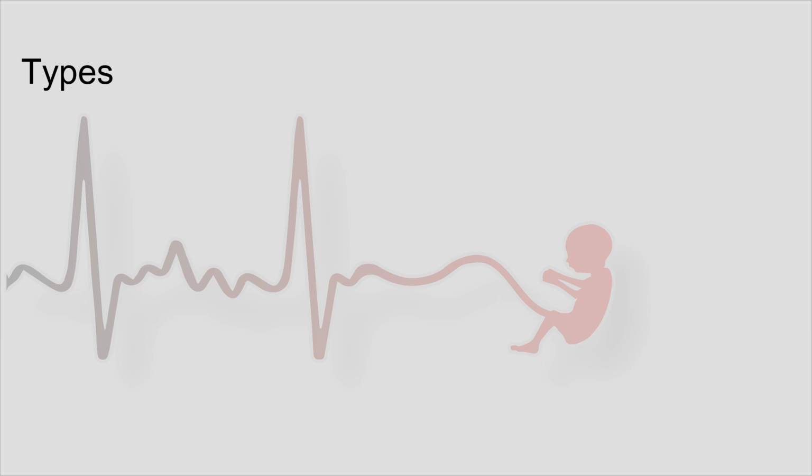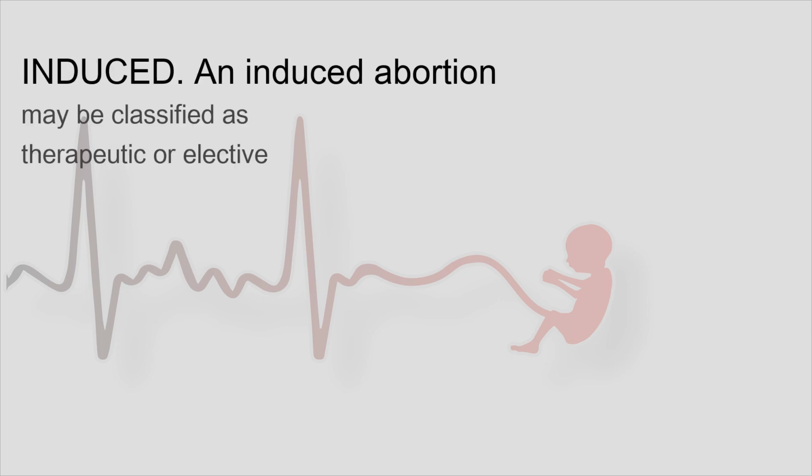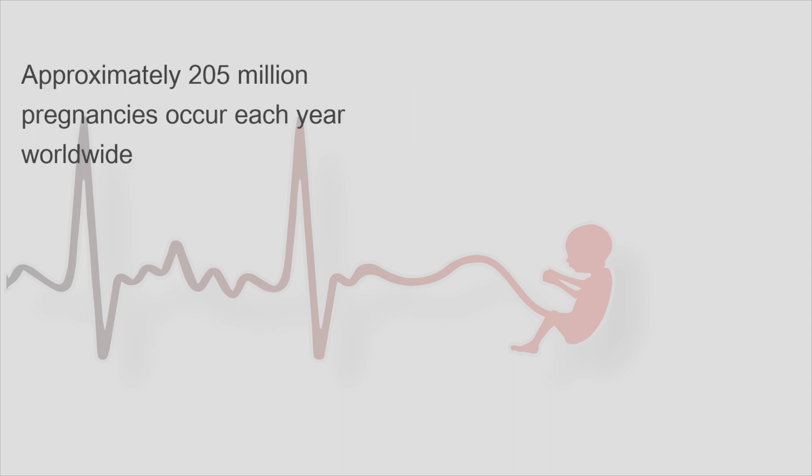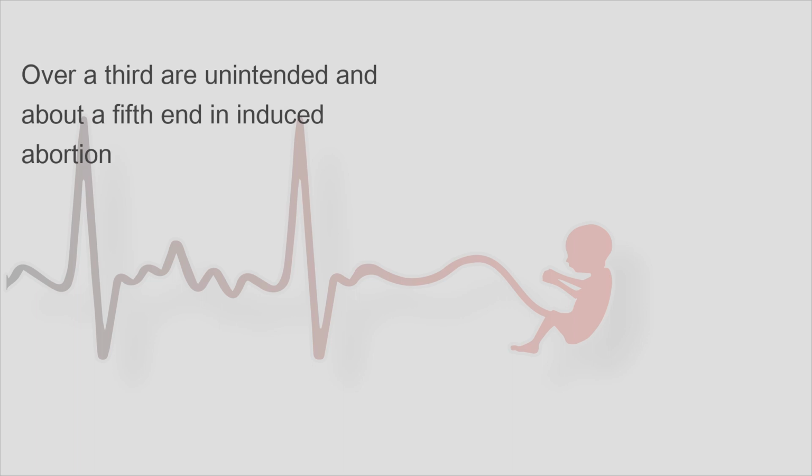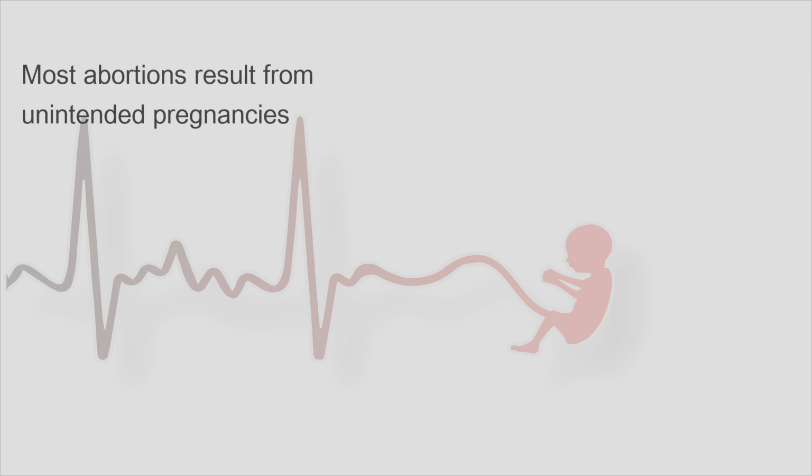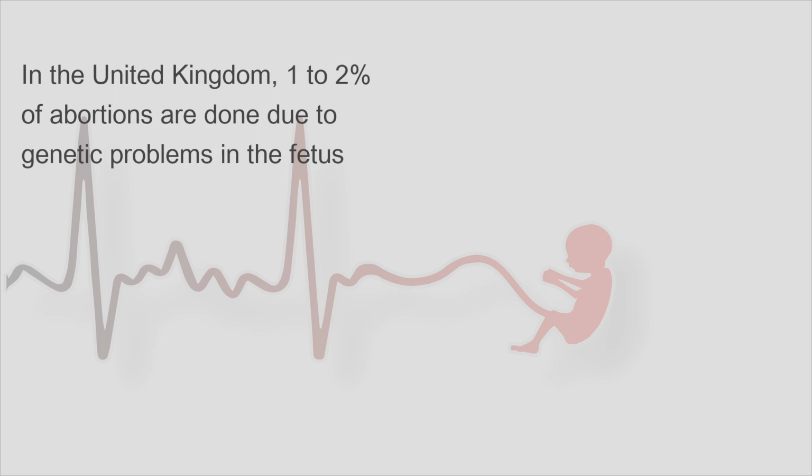Types. Induced. An induced abortion may be classified as therapeutic or elective. Approximately 205 million pregnancies occur each year worldwide. Over a third are unintended and about a fifth end in induced abortion. Most abortions result from unintended pregnancies. In the United Kingdom, 1 to 2% of abortions are done due to genetic problems in the fetus.